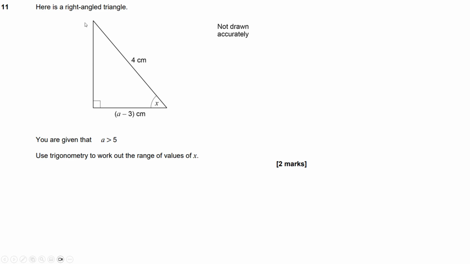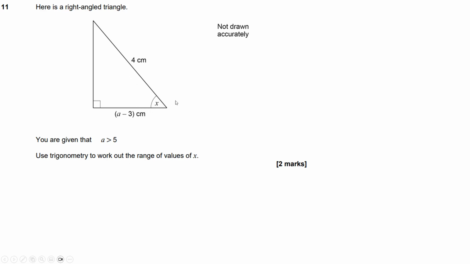Here is a right-angled triangle. You are given that a is larger than 5. Use trigonometry to work out the range of values of x. The hypotenuse is 4 and the leg, the adjacent side, is a minus 3. So how do we figure out what x is?